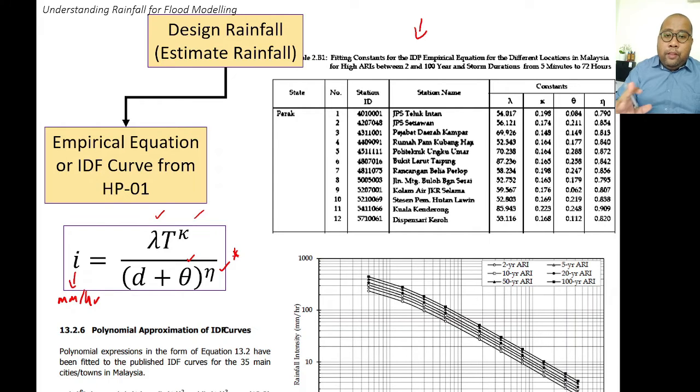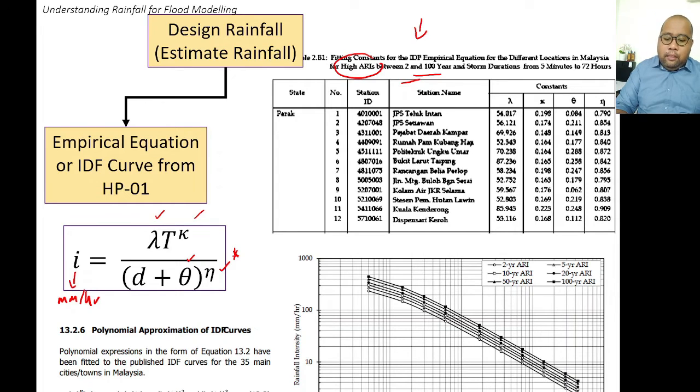If you refer to the Hydrological Procedure number 1, there are two types of this table. The first table is for the low ARI, and the one that you see in my slide is for the high ARI, which is between 2 and 10 years. So that's how we determine the fitting constants. The value of the fitting constant is different for each place.